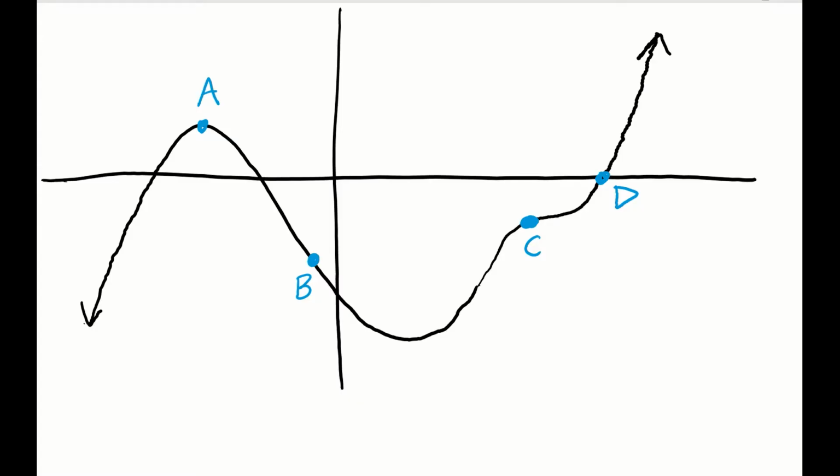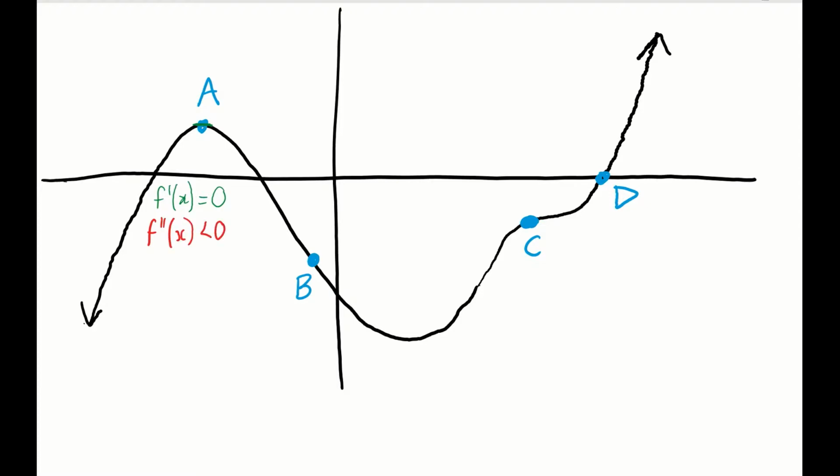Let's look at A. At the point A, our gradient is 0, okay? It's flat. So at that point, my first derivative is equal to 0. My second derivative, so my concavity, at that point is a sad face, so maximum. So my second derivative is less than 0.